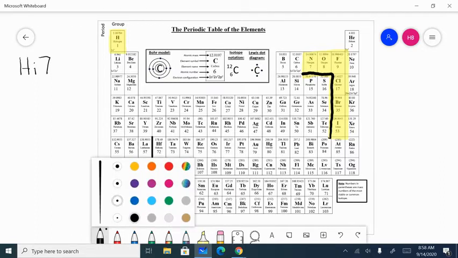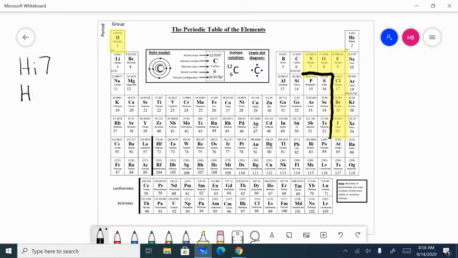So let's just list our 7 diatomic elements. So hydrogen, nitrogen, oxygen, fluorine, chlorine, bromine, and iodine. So when they're in their elemental state, they always come in pairs.